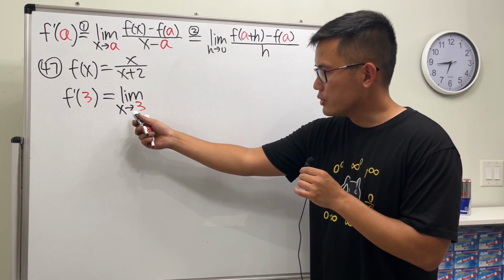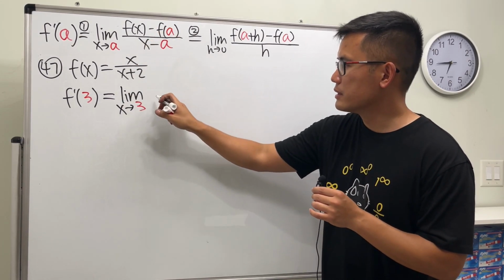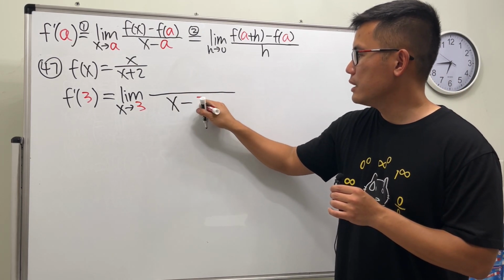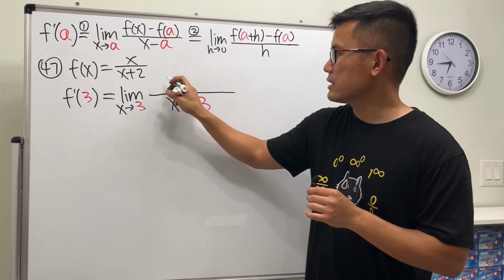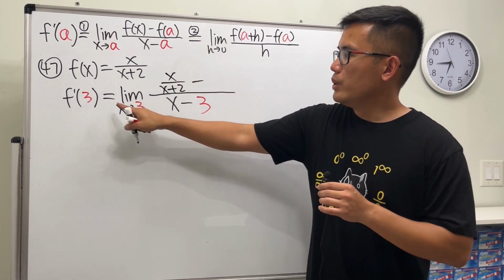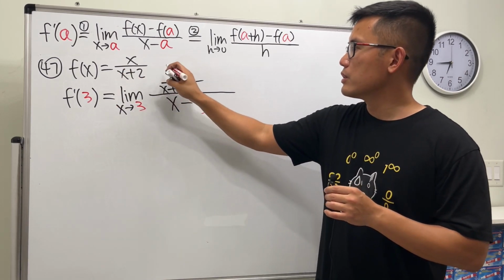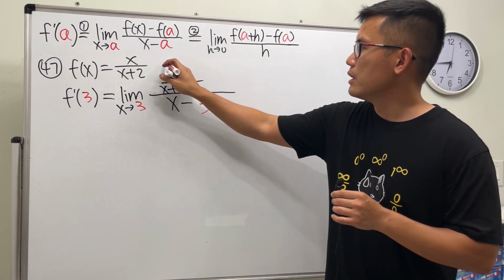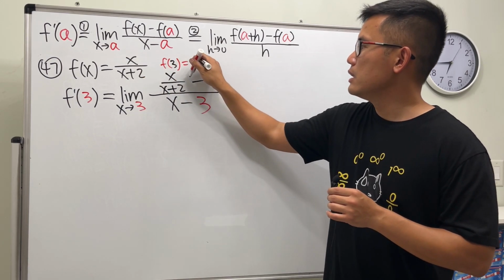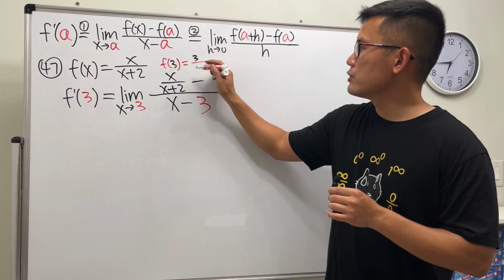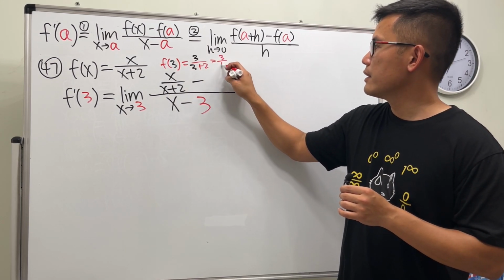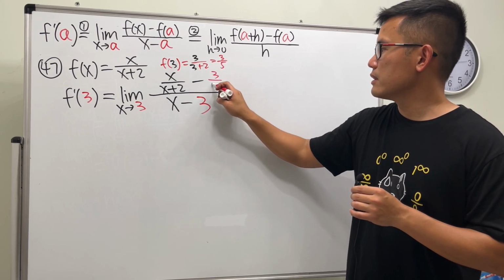The limit as x approaching 3, right? We're following the first definition. We get x minus 3, and then on the top f of x is that, so it's just x over x plus 2, and then minus, we will have to put f of 3, yeah? So I'll just indicate that right here. F of 3 is just 3 over 3 plus 2. So it's just 3 over 5. So it's minus 3 over 5. Okay.